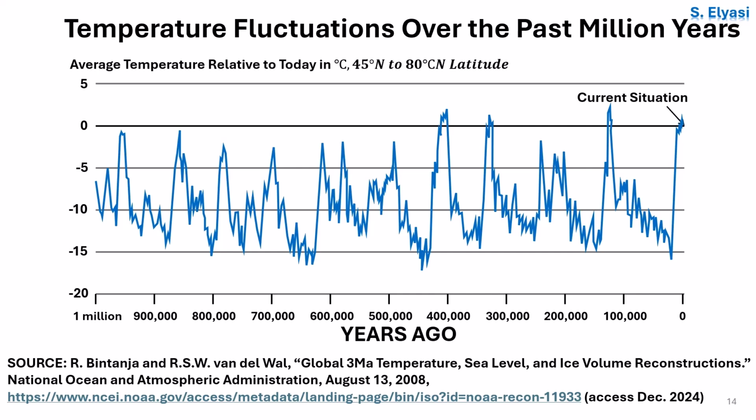Magnitude and speed. The sharpness of the increase suggests that the rise in temperature is not only significant, but has occurred over a relatively short period, especially when compared to the slower, natural climatic changes shown earlier in the graph. This implies a departure from the typical glacial and interglacial cycles that are characterized by more gradual transitions.